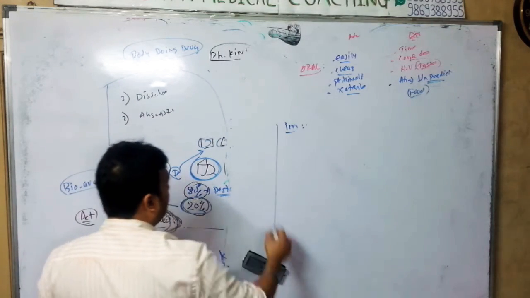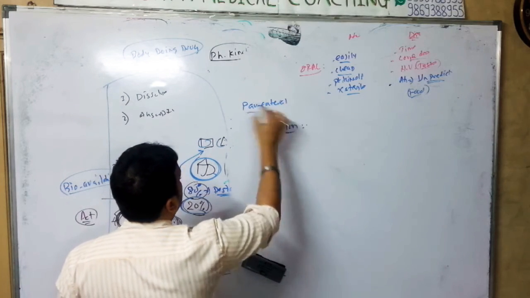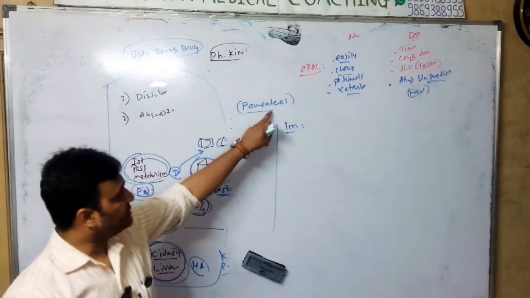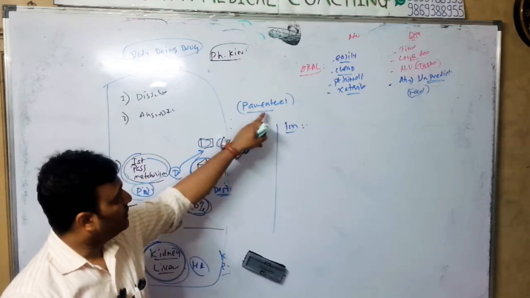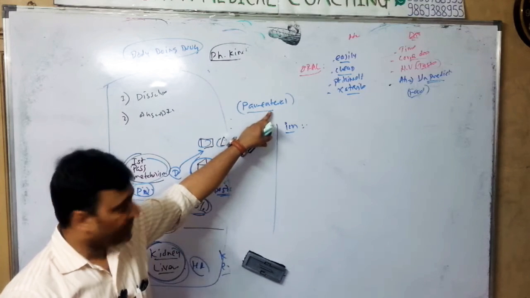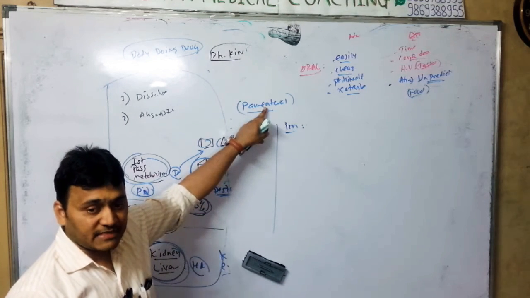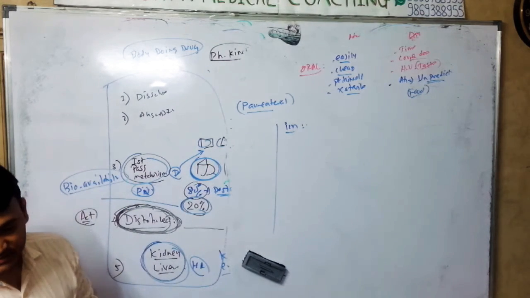All the other routes are called as what? Parenteral routes. Par stands for apart from. Enteral stands for intestine. Enteral is oral, enteral is intestine. Mesenteric, mesentery is what? Mesentery. Enteric is intestine. Mesenteric artery, mesenteric vessels.